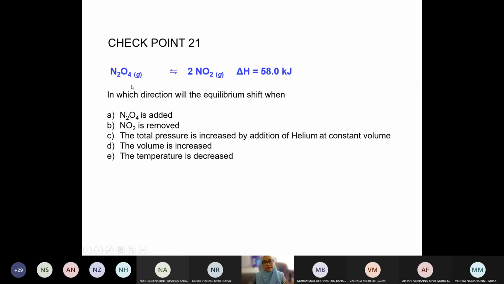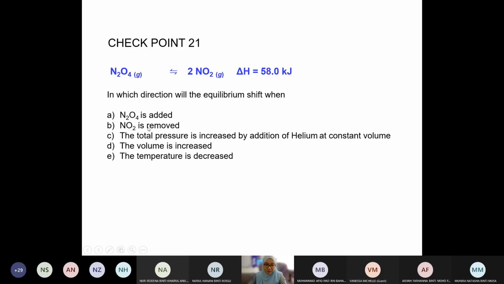Why shift to the right? Because when it shifts to the right, it will consume the extra N2O4 added just now and produce product. At the same time, the concentration of NO2 will also increase because it uses this to produce product. So product will increase and eventually the new equilibrium will be established. Okay, alright, so how about if NO2 is removed? In which direction will it proceed, guys? Right.